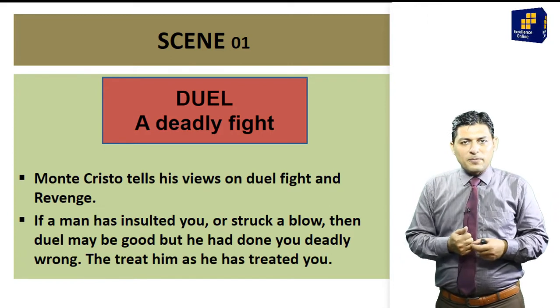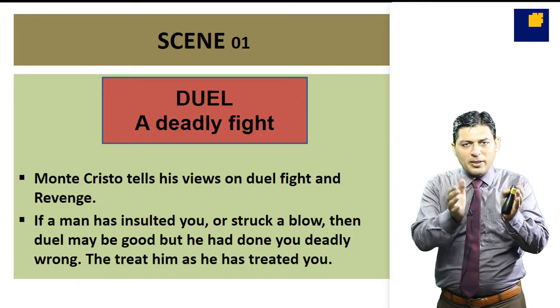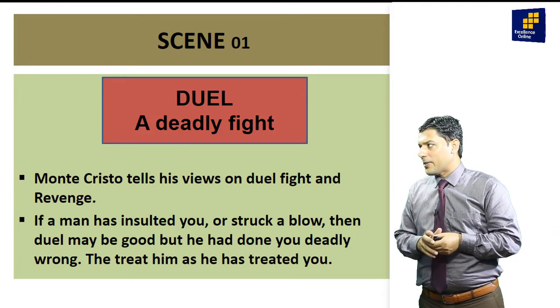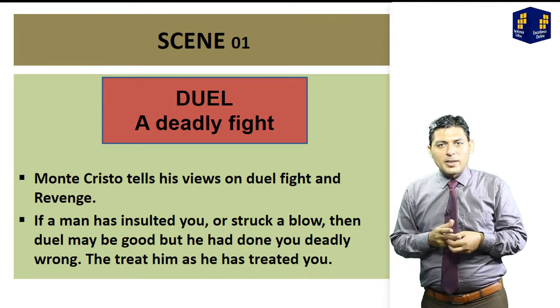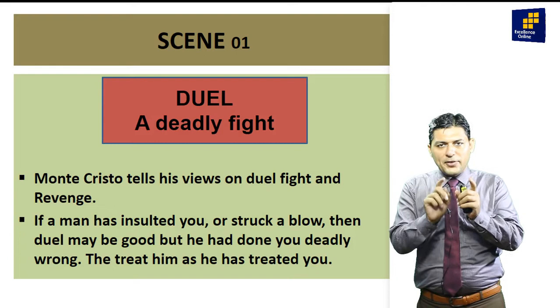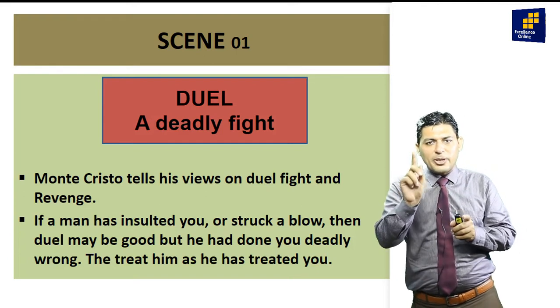In scene 1 we have different issues and different topics. One of them is a duel, a deadly fight. Monte Cristo tells his views on duels, fight and revenge. Albert informs the Count of Monte Cristo that after finding his man, he would challenge him to a duel.